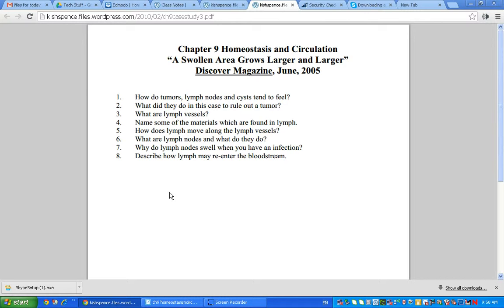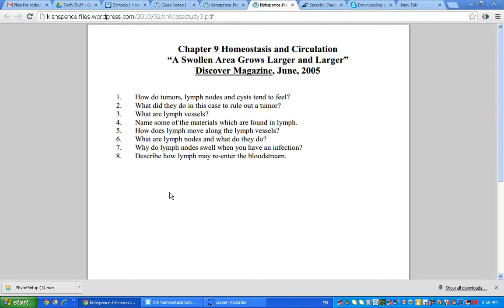So, if you read, you should have seen that a malignant tumor would feel rock hard, and an enlarged lymph node would be kind of firm but not hard, and a cyst would be soft and a little bit squishy.